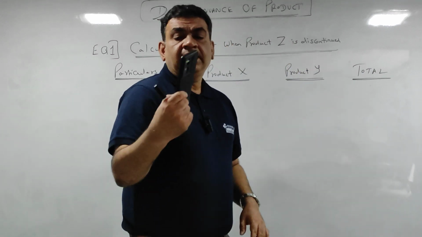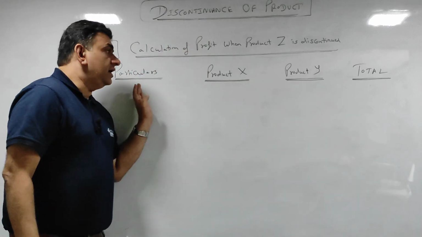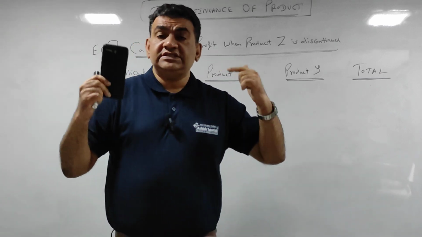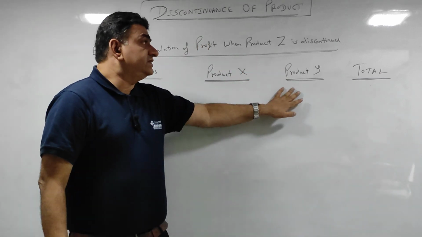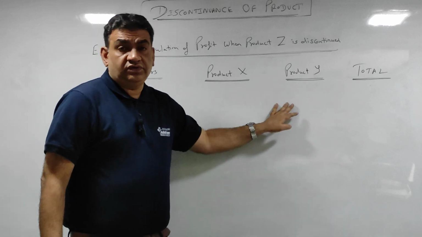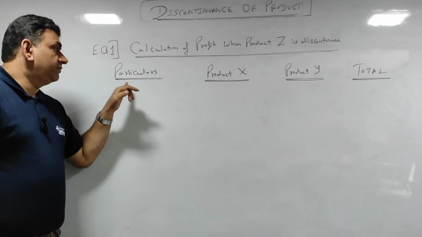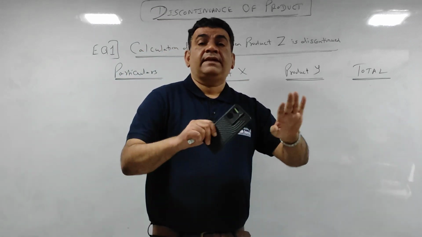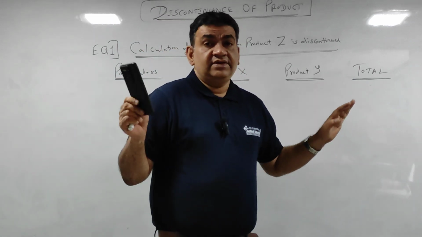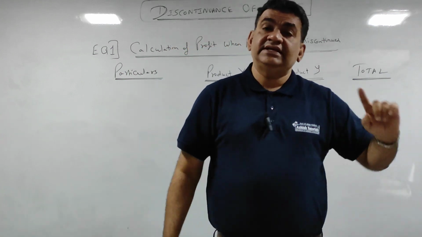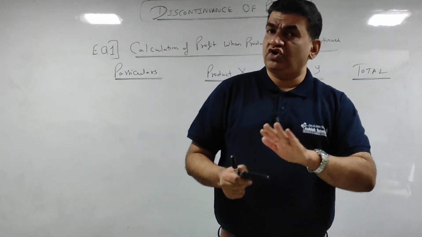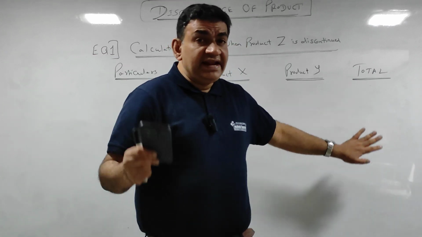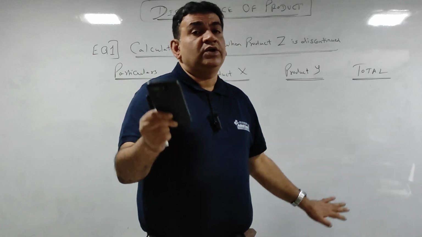So guys, see now, the presentation of the question I have made the same, but we are supposed to take a call, we are supposed to make a decision whether Z should be discontinued or not. So what I'll do, particulars, product X, product Y and total, I have removed Z, because we have to analyze the situation keeping in mind Z is there, which is already in the question. Keeping in mind Z is not there, then compare the profit or loss which we get here with the question's profit.